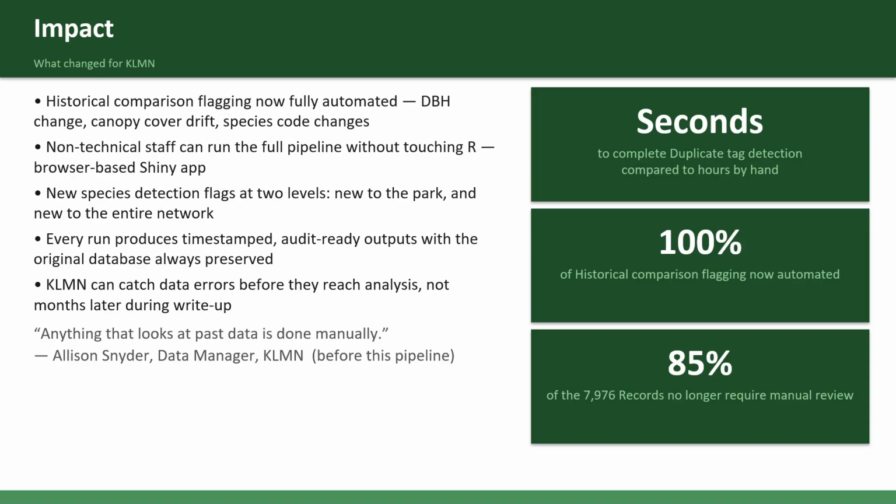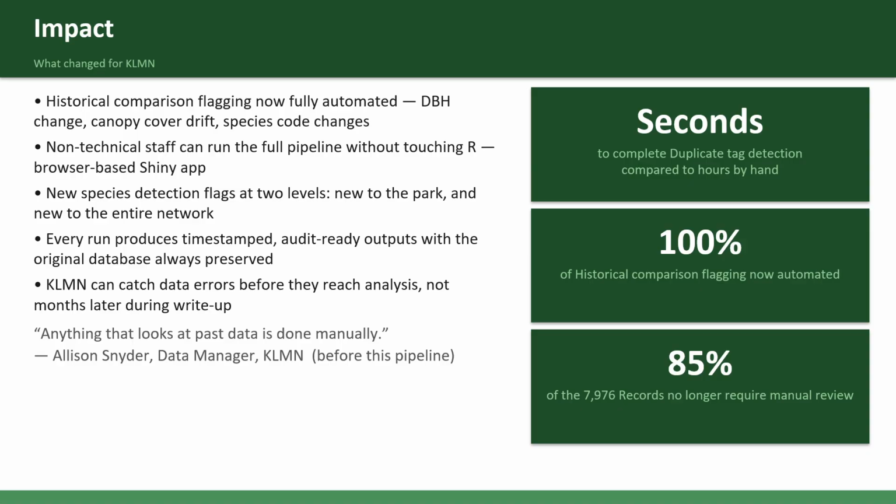At the start of this project, anything that required past visits was done manually. You would have to open up the historical database, find the record, compare values, write down the issue, and repeat this for every single tree, plot, and season. What this pipeline changes is that the detection of these issues is now done automatically on every run, and validations like the duplicate tag detection and others just take seconds. All flags are generated, categorized, and written to output files without anyone changing the original database.